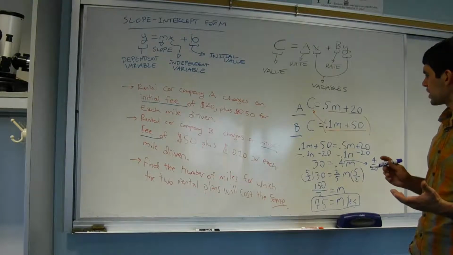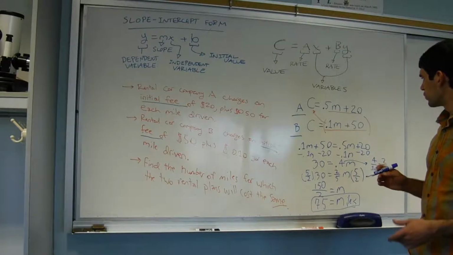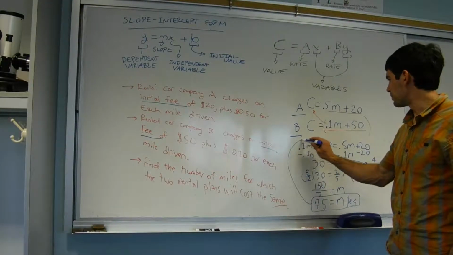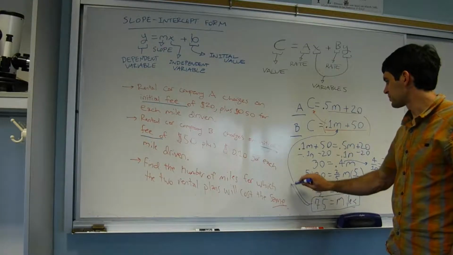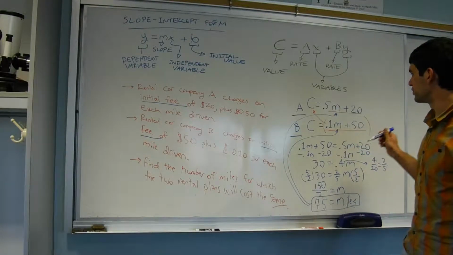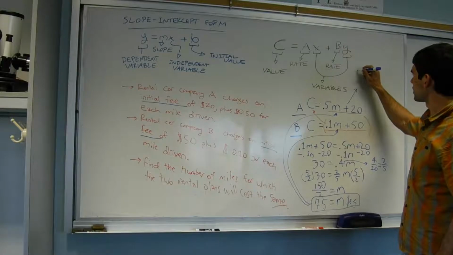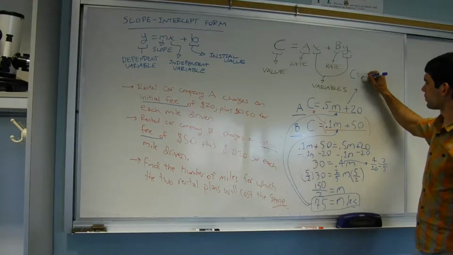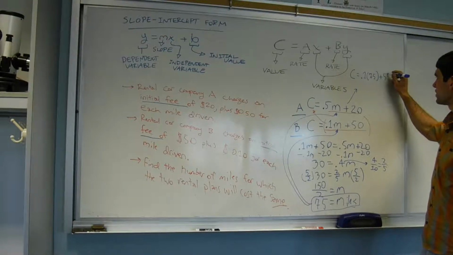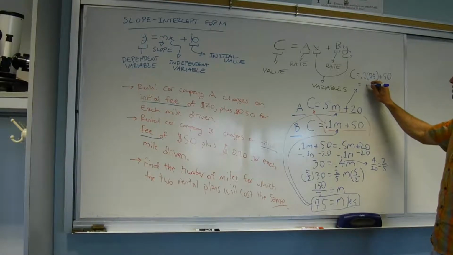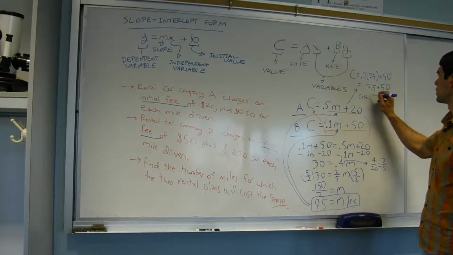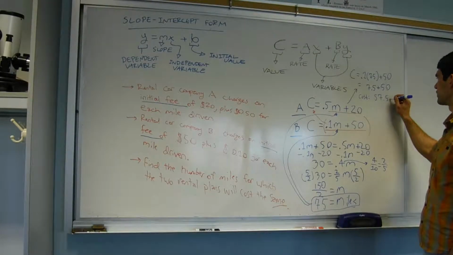So if we wanted to see how much that would cost, we would plug the 75 in for the m in either of these two equations. So we can pick whichever one we like more. I think it's going to be a little bit easier if we use B. And that would just tell us that our cost would be equal to 0.1 times 75 miles plus 50, which would be equal to 7.5 plus 50. So our cost would be $57.50.